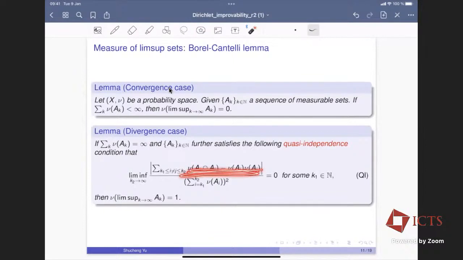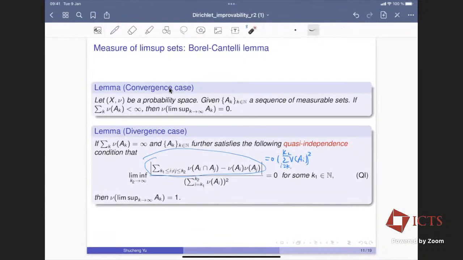We just want this difference to be small, and small on average, which means that we are taking this double sum here, where i, j run through all the integers between k1 and k2, and in the numerator it's the sum of the measures squared. I want the numerator to be small compared to the denominator, so I want the lim inf of this quotient to equal 0 as k2 goes to infinity, for some positive integer k1. Essentially this condition says that this numerator, this double sum, is little o of the sum of the measure of A_i squared, from k1 to k2.